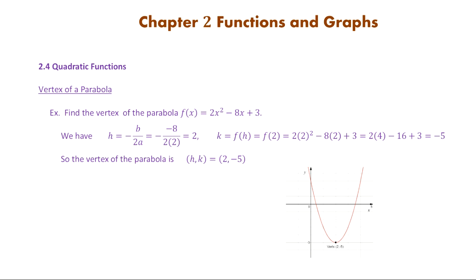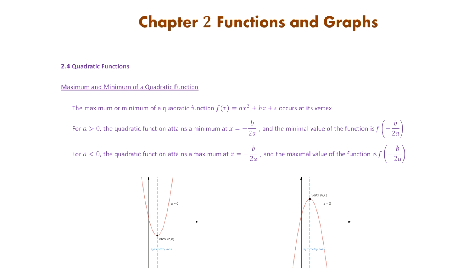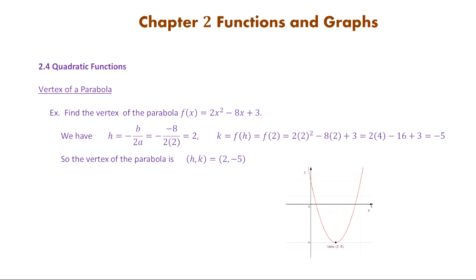Okay, so that's using the formula. Any questions for this example? No question. Okay. Wait, I have a question. Yes. Is h supposed to be a negative 2? No, a is the coefficient for the quadratic term, so that would be 2. But isn't it negative 8 over 4? Yeah, you got two negatives. All right. Any other questions?